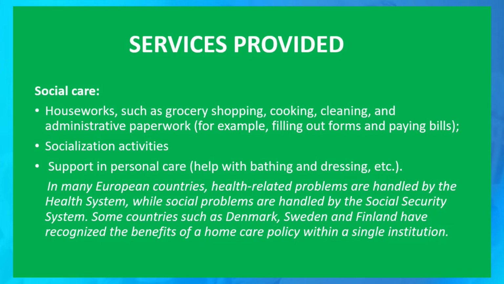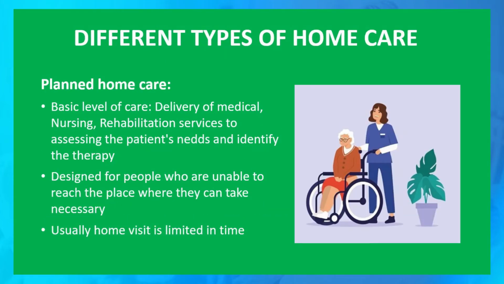Services provided. Social care. Housework, such as grocery shopping, cooking, cleaning, and administrative paperwork, for example, filling out forms and paying bills. Socialization activities. Support in personal care, help with bathing and dressing, etc. In many European countries, health-related problems are handled by the health system, while social problems are handled by the social security system. Some countries such as Denmark, Sweden, and Finland have recognized the benefits of a home care policy within a single institution. Different types of home care.